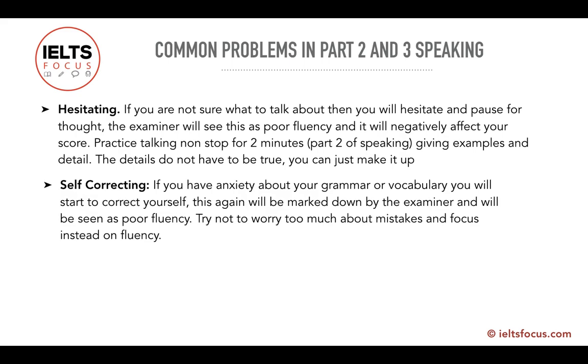A second problem is self-correcting. So if you have anxiety about your grammar or your vocabulary, then you'll start worrying and you'll start going back and correcting yourself. This will also be marked by the examiner as poor fluency. So try not to worry too much about mistakes, because it doesn't matter how good your English is, you'll still make mistakes, small mistakes, or you may even make more than a few mistakes. In fact, you can still get a band 7 even if you're making some simple mistakes.